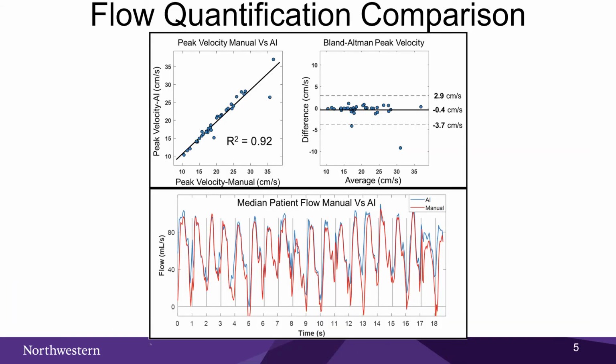Inflow quantifications were then performed using manual and AI-derived masks. Peak velocities agreed well in both correlation and Bland-Altman analysis. Displayed is a patient with the median average 2D dice score among all patients, comparing the blood flow between manual and AI and demonstrating good agreement.